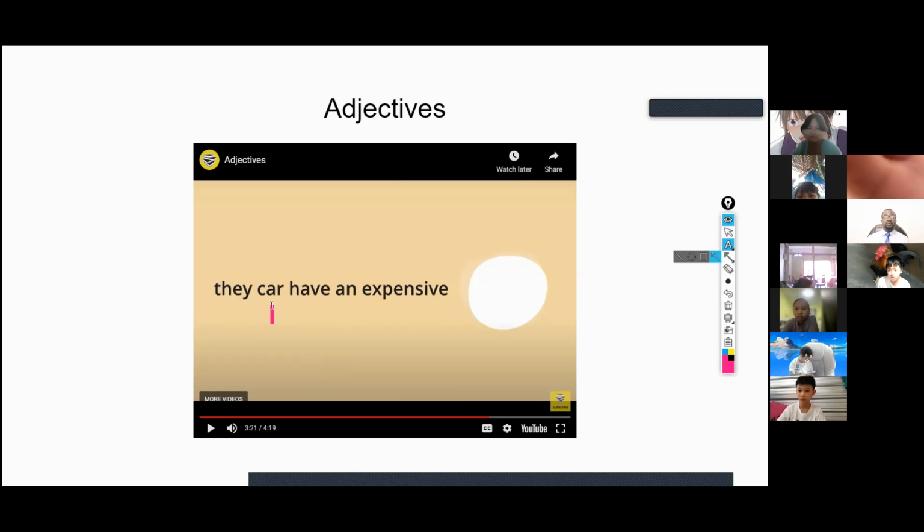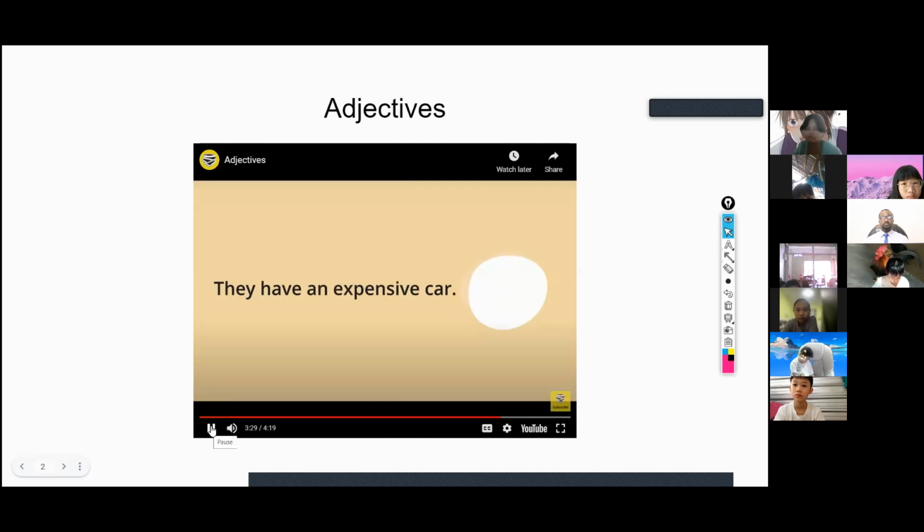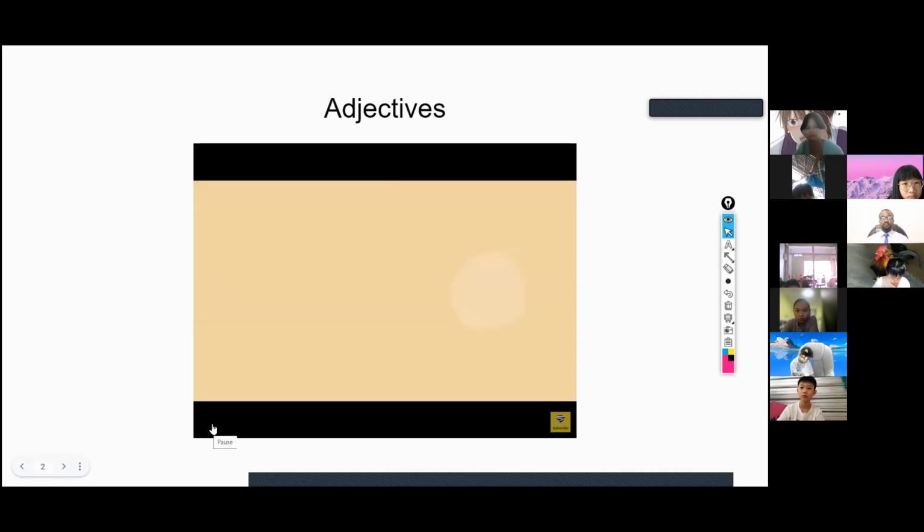Now, Bam, which word is the adjective? Which word is the adjective? Expensive. Good. Expensive. Thank you so much, Bam. Very good job. All right, let's keep going. Very good job, Bam. They have an expensive car.